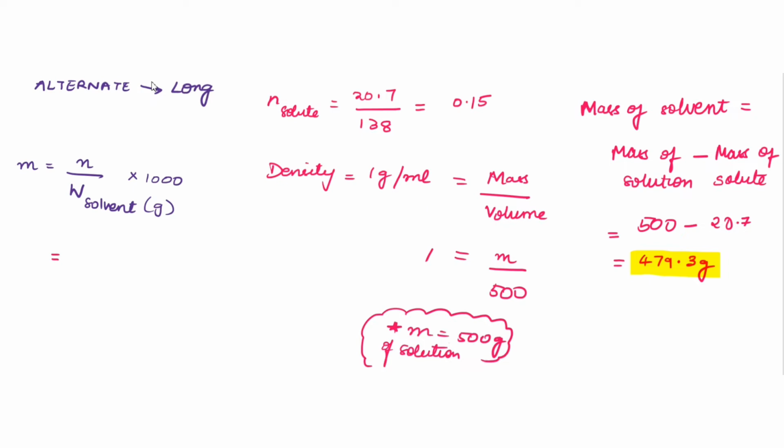So we have the mass of solvent. Okay, we have n, the number of moles of solute. So simply you can substitute this in the equation and proceed. Here the numbers are simple, so it's not very difficult to do the calculation. So this method is also easier. So 0.15 by 479.3 into 1000, which gives us the same 0.313 molar as the final answer.